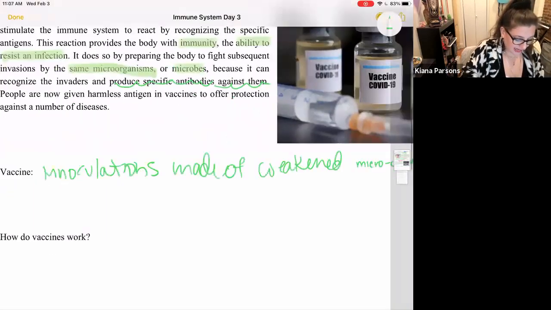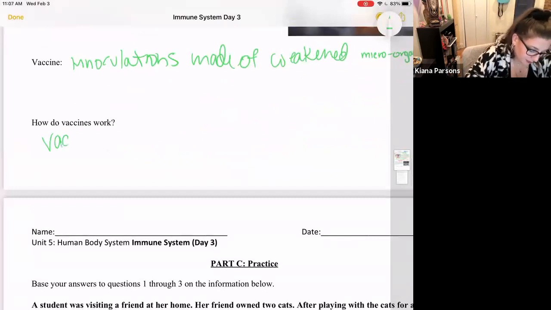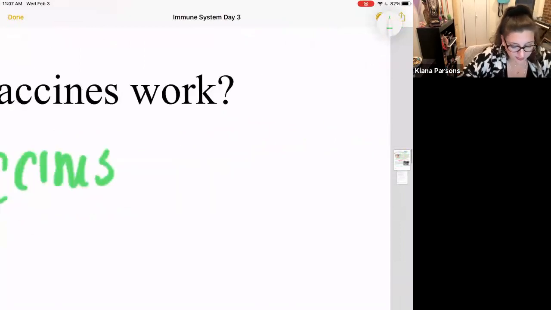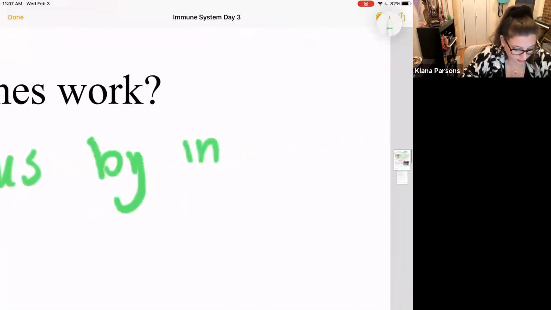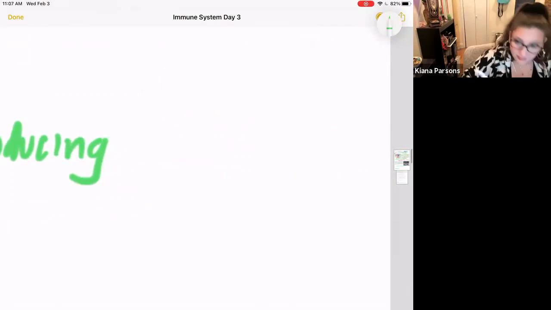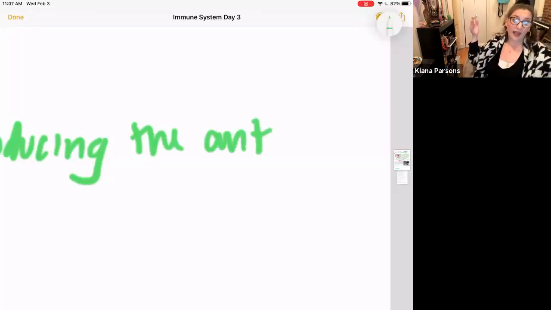Or pathogens in the case of a virus. And how do vaccines work? Vaccines work by introducing the antigen to your body. Hey, how's it going? How you doing? This is COVID. Nice to meet you. But in a non-harmful way, right?